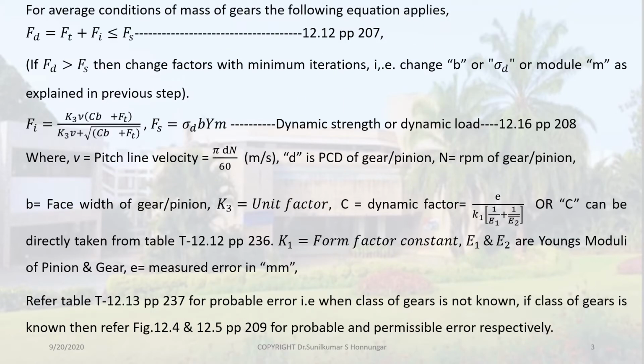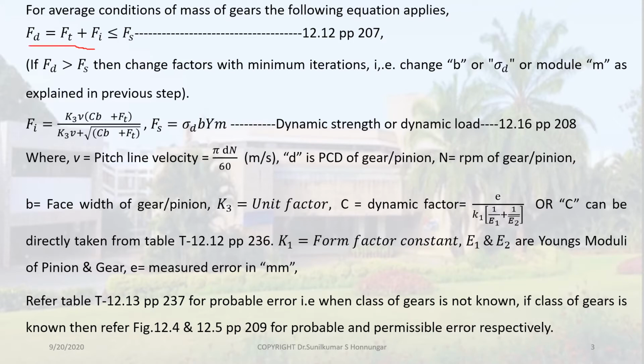Okay, after seeing that FD, again I am just narrating this. For average conditions of mass of gears, the following equation applies. That means this expression is going to be applied for mass, that is, for a large variety of gears it is going to be valid. So what is that? FD equal to FT plus Fi.